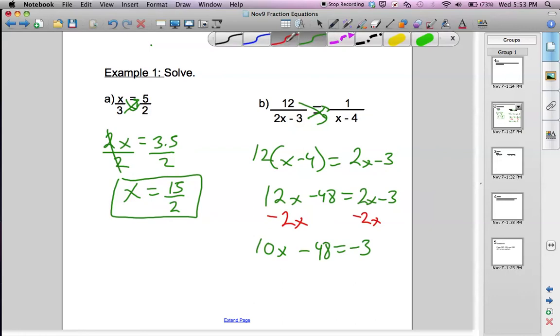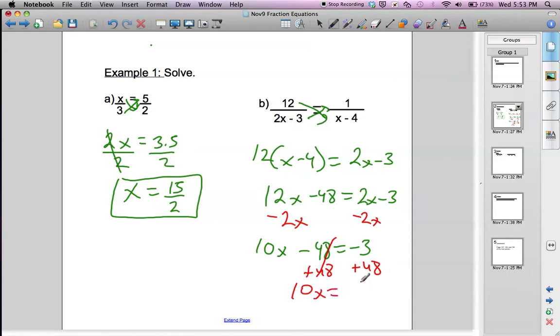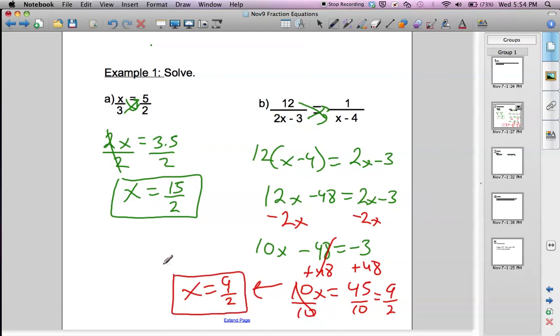Then I can add 48 to both sides of the equation, and I get 10x equals 45. We can divide by 10, and in simplest form this is going to be divide by 5. You're going to get 9 out of 2. So x equals 9 out of 2, or you can write that as x equals 4.5, but we usually leave our answers as a fraction.